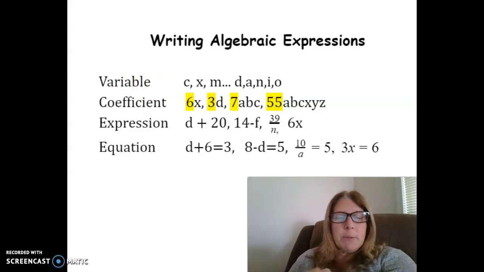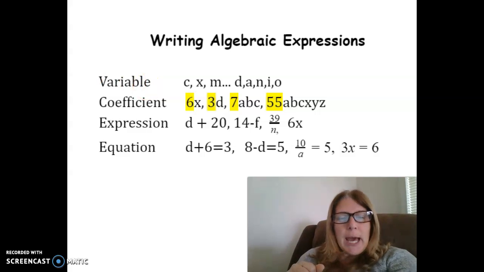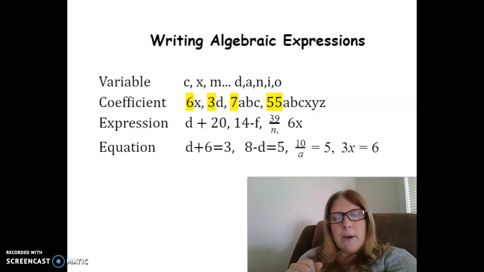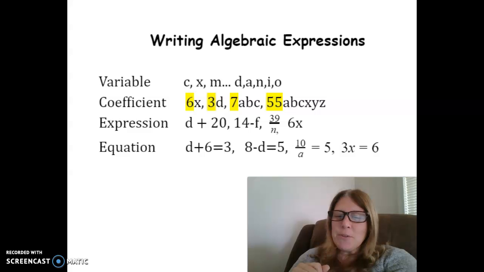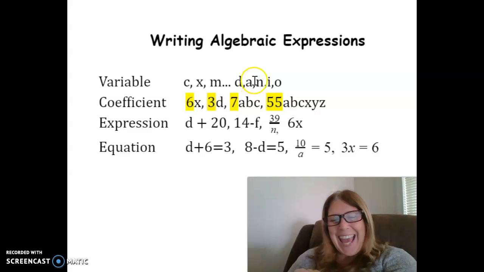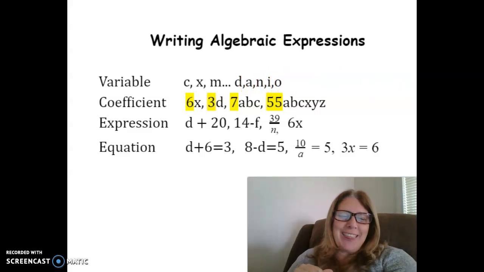We've talked about variables before. Variables in algebra, they stand for something. They're lowercase, remember I just said lowercase. So many of you try to put uppercase. They're lowercase letters that represent numbers. So I've got some examples for you up there. I've got a c, I've got an x, I've got an m. Oh, look at that. I've got a d and an a and an n and an i and an o. Those can stand for anything.